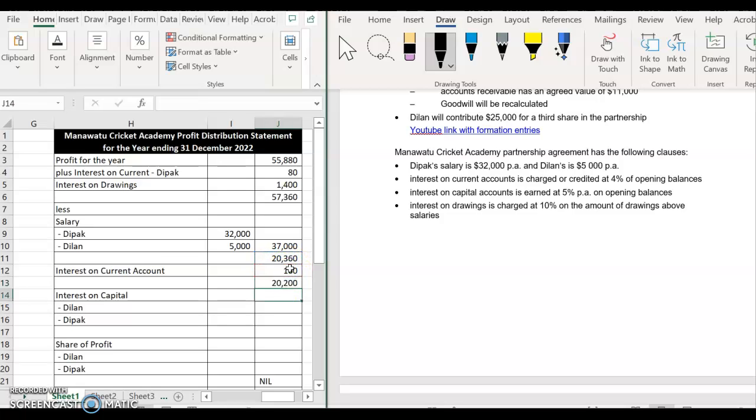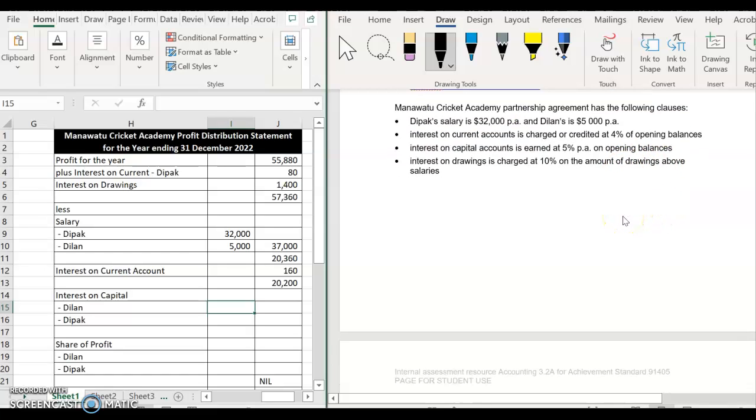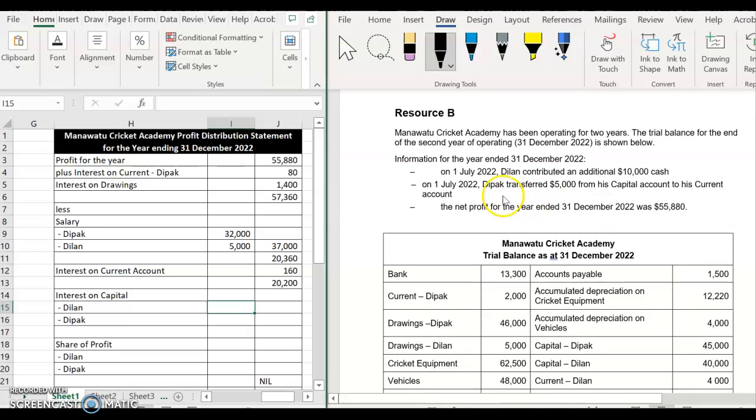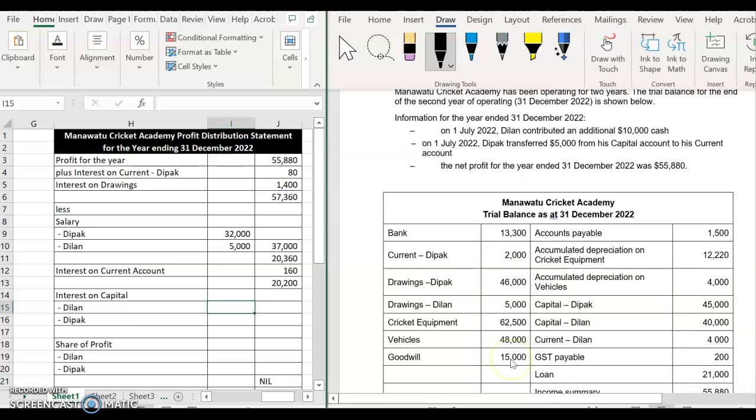That gives us 20,200 to distribute. Interest on capitals is 5% on opening balances. That's pretty critical that it says opening balances and not average balances. So opening balances is what they started with. There's a little bit of a trap here, so we'll go through that trap because it tells us that Dylan contributed another 10,000 here on the 1st of July. So Dylan's opening balance is going to be 10,000 less than what it is here.